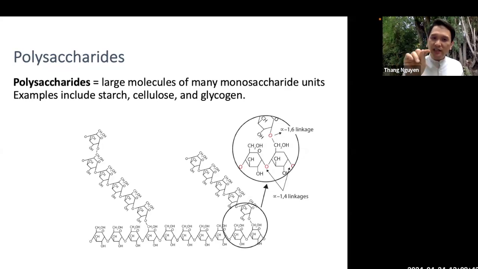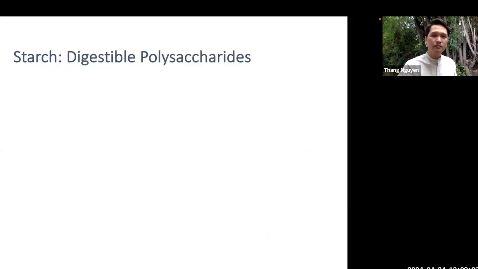Now, starch and cellulose are very similar. They are also units of glucose, but they're connected in different ways that we won't get into, but just know that they are connected differently. And that difference in connection actually makes a whole world of difference in terms of them being food or not. Okay, so let's first start with starch. So starch, of the two, is the digestible one. It's the one that we can actually eat and turn into energy. So they are food of the two polysaccharides.